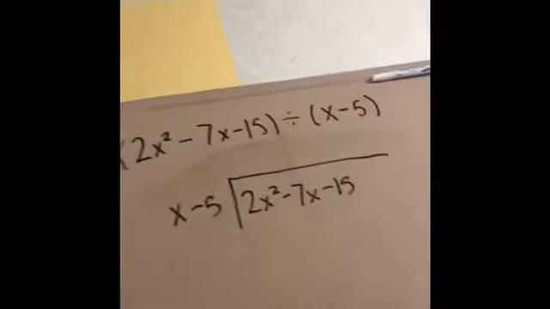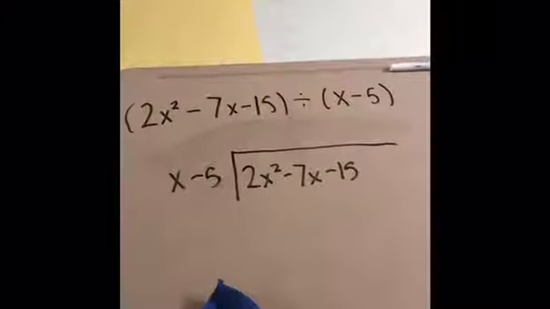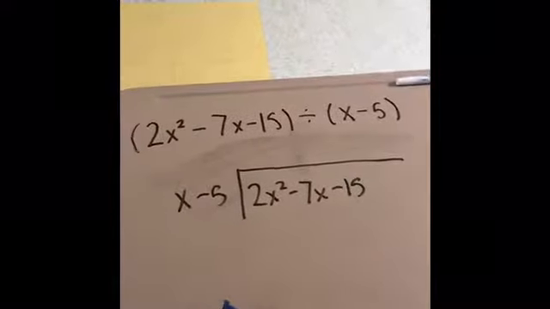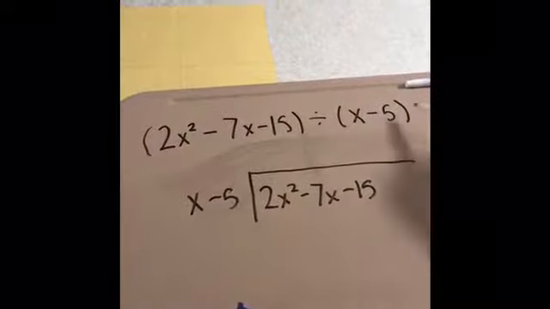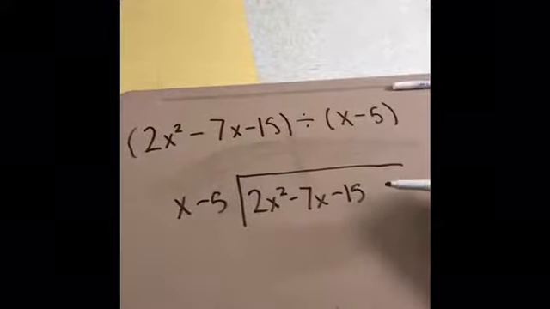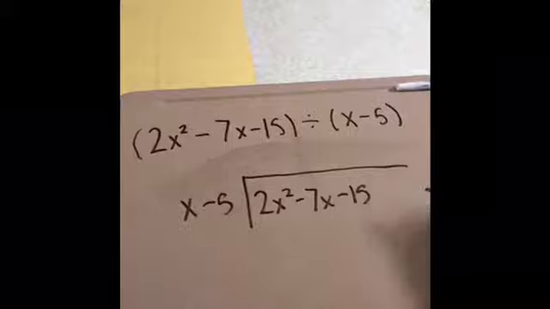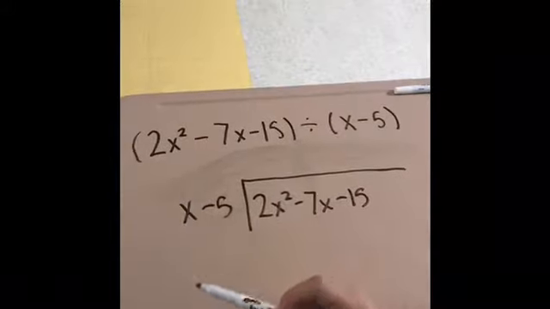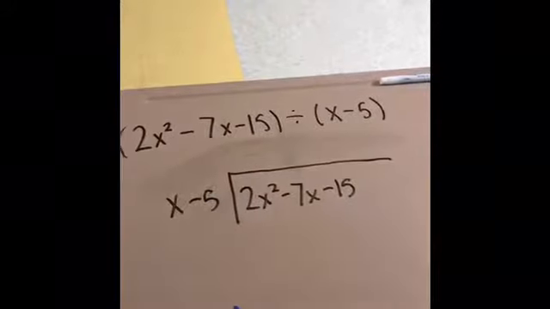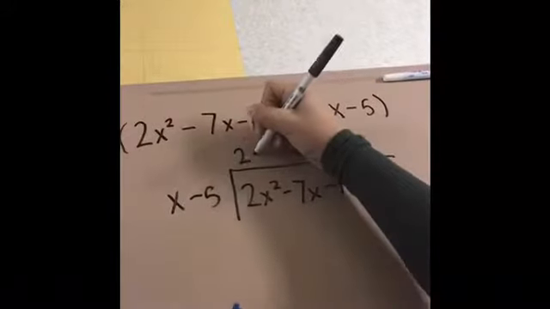Okay, so this is a polynomial long division problem, and it's 2x squared minus 7x minus 15 divided by x minus 5. And you put the x minus 5 outside, and then you put 2x squared minus 7x minus 15 on the inside. So first, you have to start by saying how many times this term goes into this term. And when you do that, you get 2x.